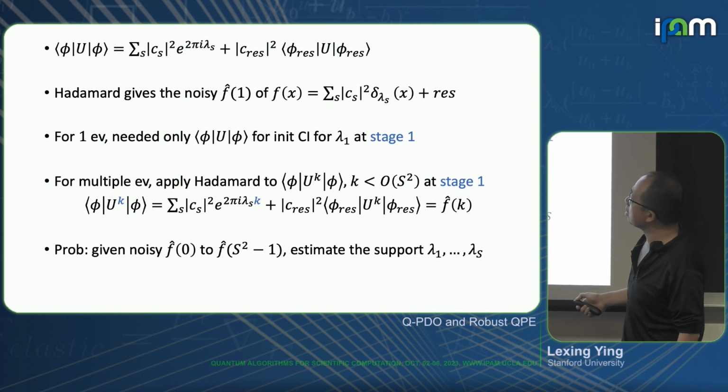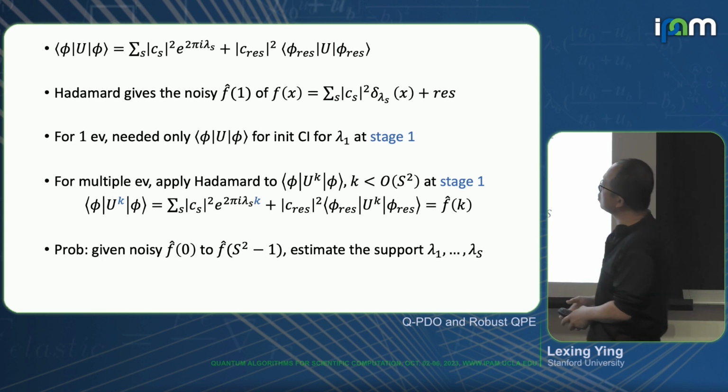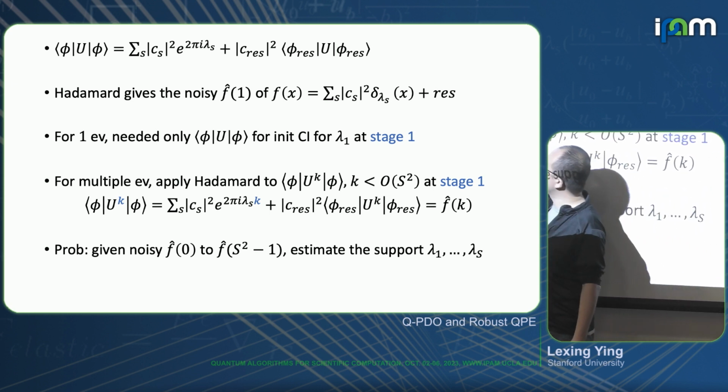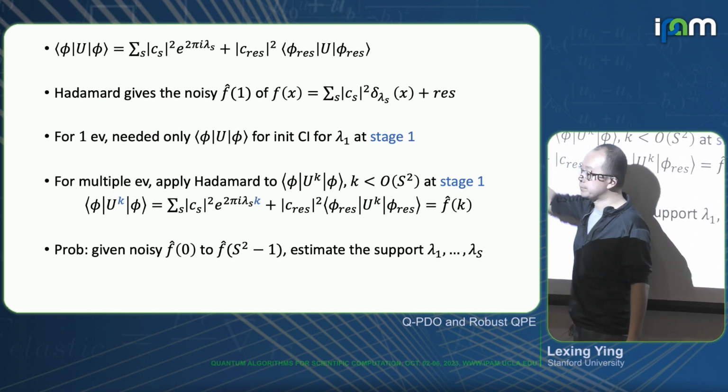Now, in the case of one single eigenvalue, in order to get the initial confidence interval for the first eigenvalue, what we need to do is run this Hadamard circuit with U.